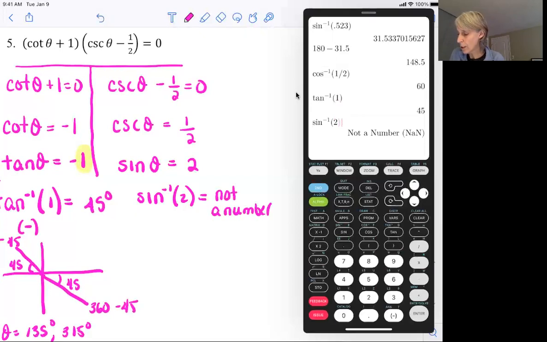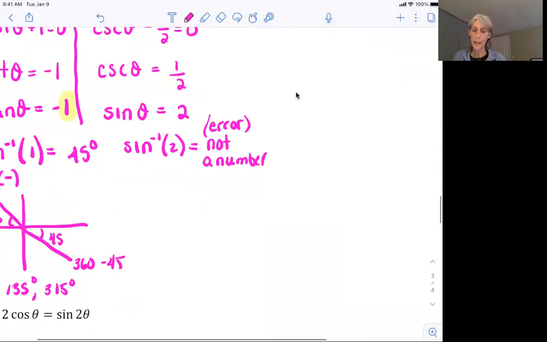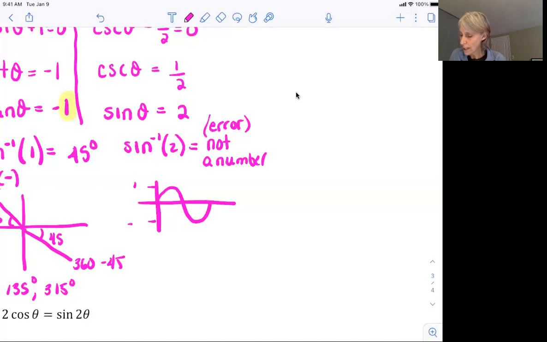You may get an error if you're using one of the calculators that's not on your iPad. Now, why does this happen? Why do we not get an answer? Well, think about your original sine function, 1 and -1. You're never going to get an angle that gives you a sine of 2.